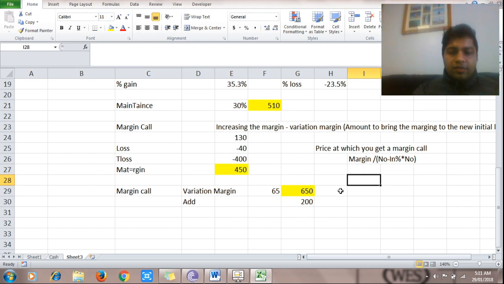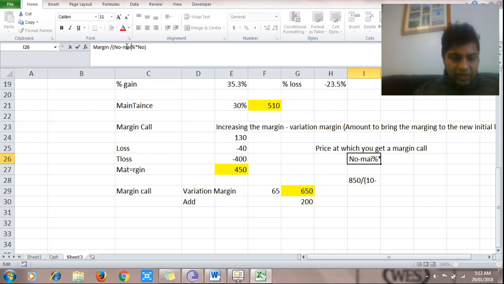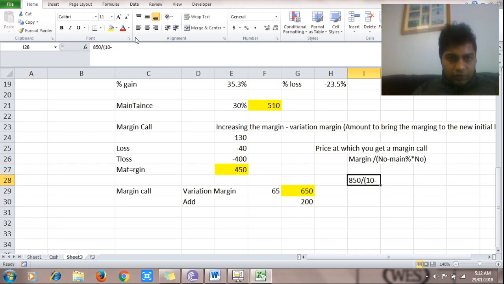What is the margin amount that is required to trade here? It was initially 850, divided by the number of stocks. How many stocks were you trading? 10, minus the initial margin percentage, that was 50%. Oh, in the formula it is the maintenance margin. You are getting a margin call, so it is the maintenance margin percentage, not the initial margin. Okay, so 10 minus the maintenance margin percentage, that is 30, multiplied by the number of stocks again, that is 10.